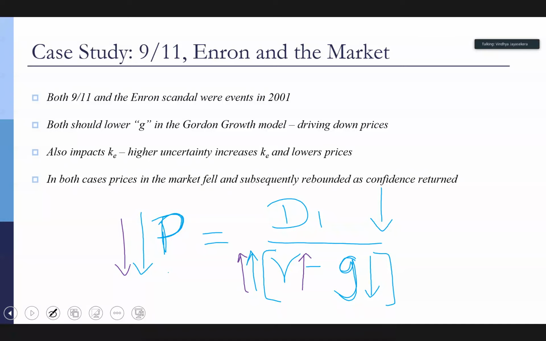So with all of these happening, you can see your numerator comes down. In your denominator, your risk levels go up. So your required rate of return goes up. But your G, expected growth rates, come down. So because of this, you can see this contributes to the market fall. So it's a quick and dirty calculation in terms of looking at the dividend discount model to figure out how certain things impact market movements.